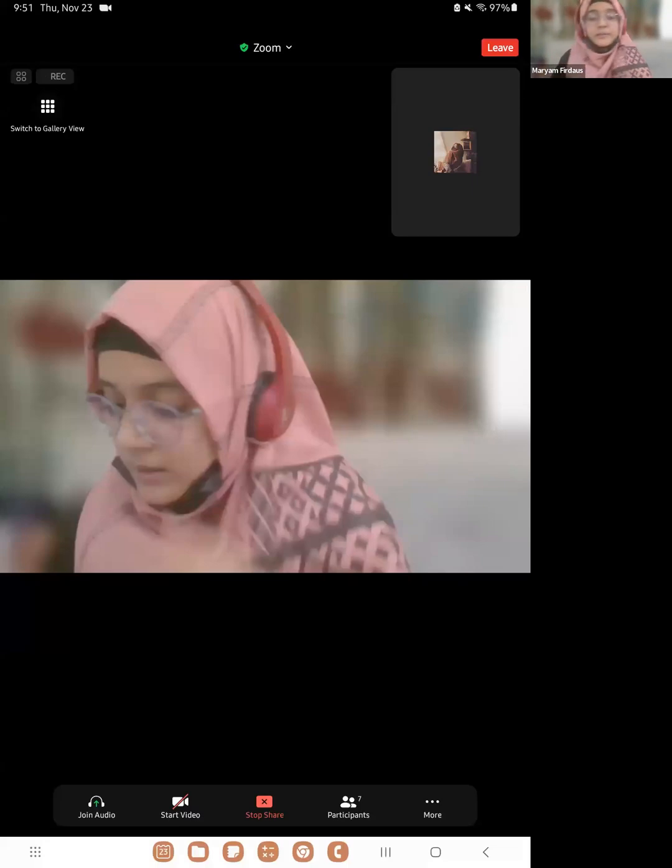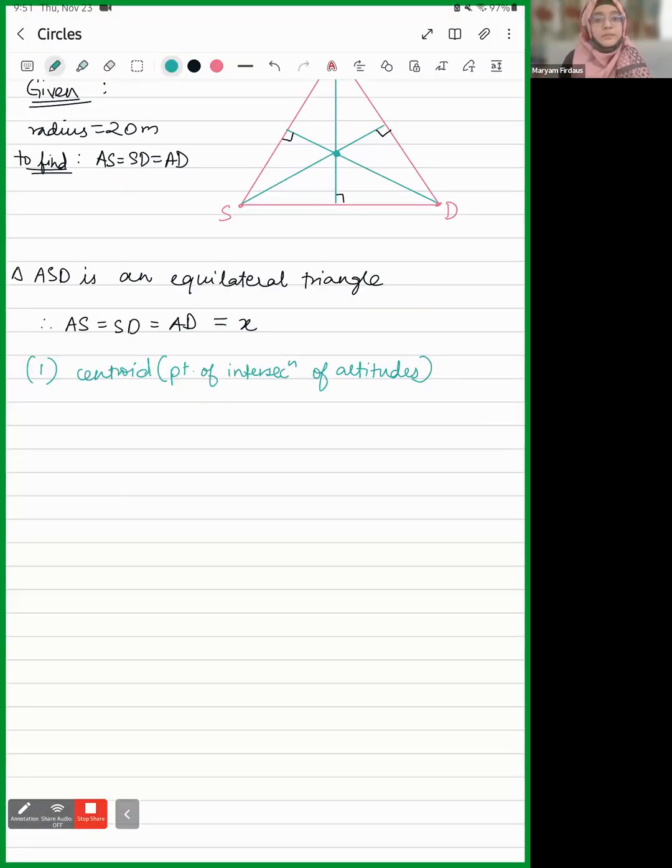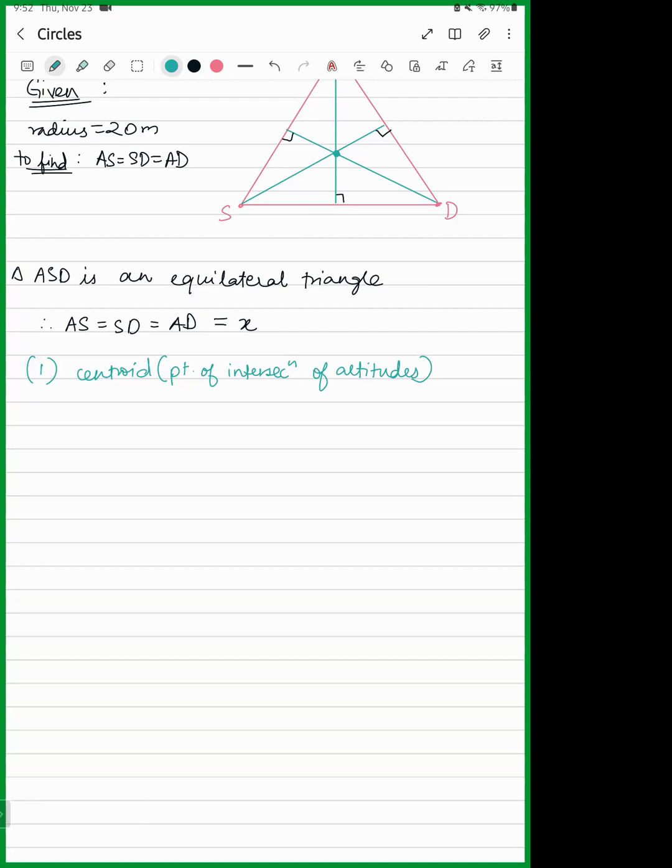So what is centroid? What is centroid again? Abdul Jabbar? What is centroid? It is the intersection of altitudes. Point. Okay, so the center, right? Yeah, you can say it is the center.